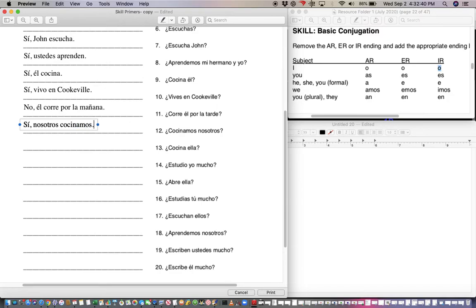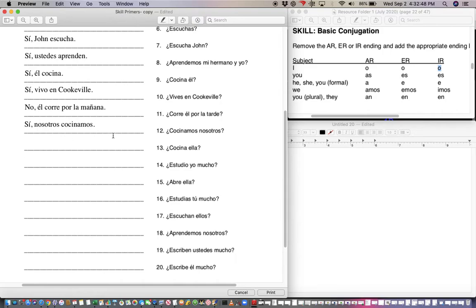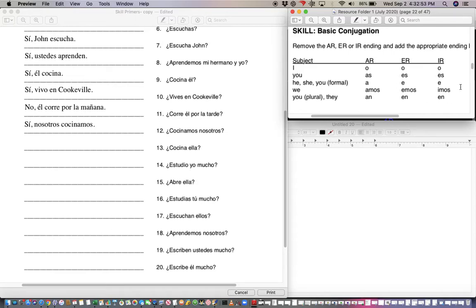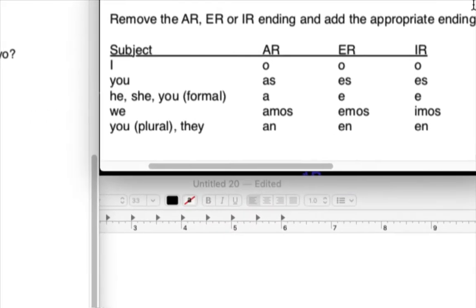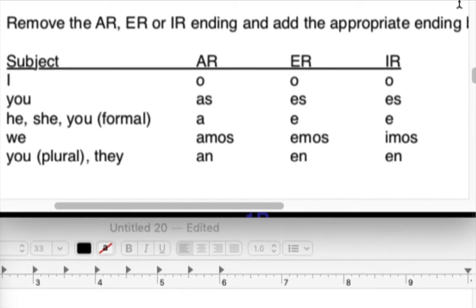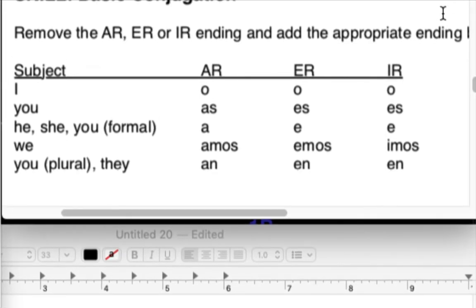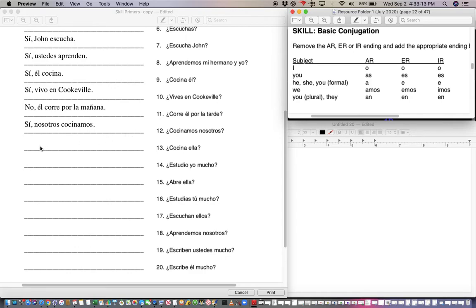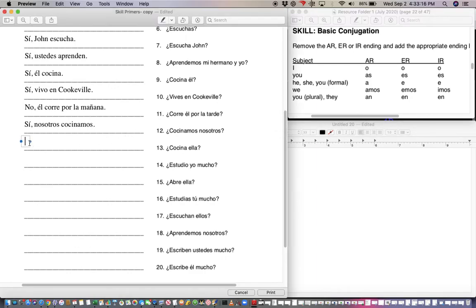At any point, if I'm going too fast, all you have to do is pause the video. Your eyes should be jumping between what I'm typing here on the left and this chart on the right. This chart is the foundation of the language. You cannot get by in Spanish without knowing this chart. It is the foundation for everything. If you don't know this chart, it's the same difference as not being able to switch between I read, he reads. Okay. All right.